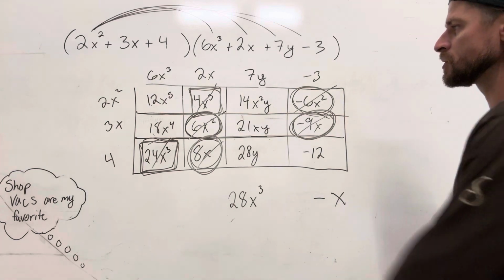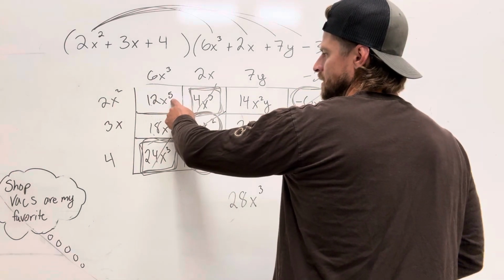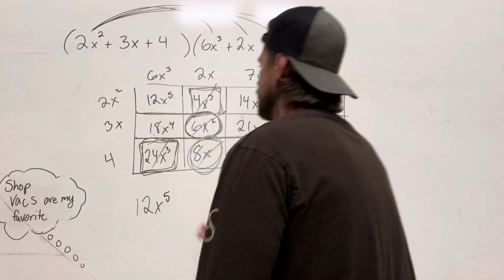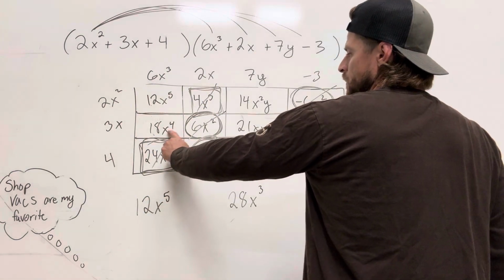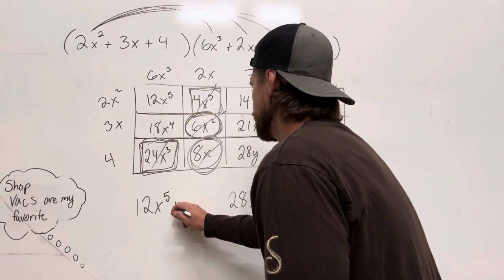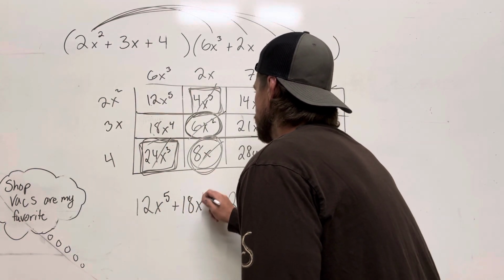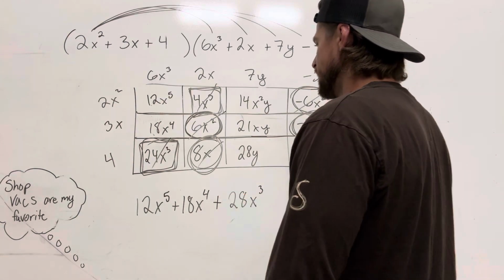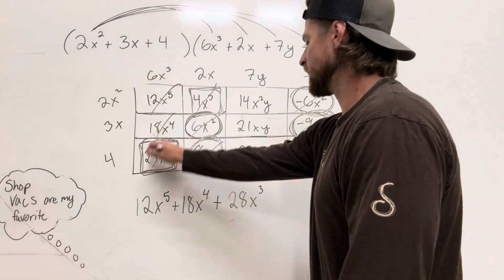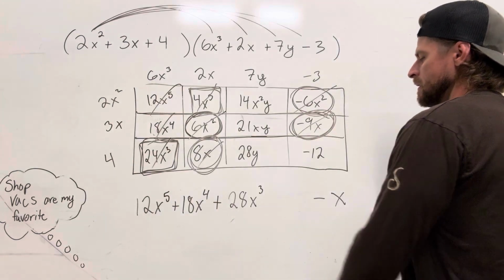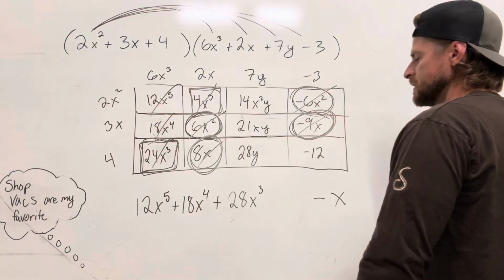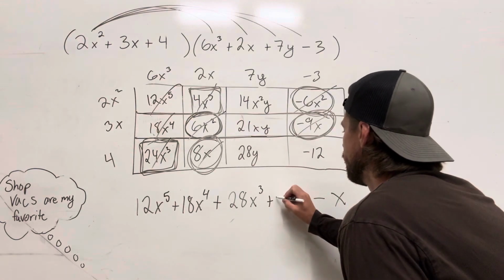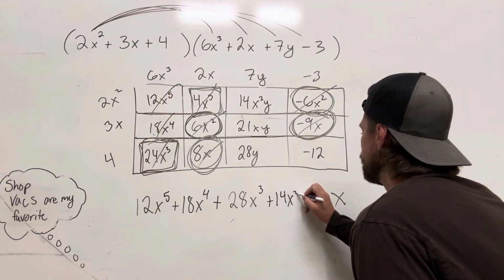So what we're going to do is take our highest degree, x to the 5th. We're going to put that in the front, 12x to the 5th. Next degree down would be x to the 4th, so that'd be positive 18x to the 4th. Looks like x cubed would be next, so we're going to add that in. We've taken care of this, we've taken care of that. They're copied down right there. These came from combining all of this. We got an x squared y, so we're going to say plus 14x squared y.